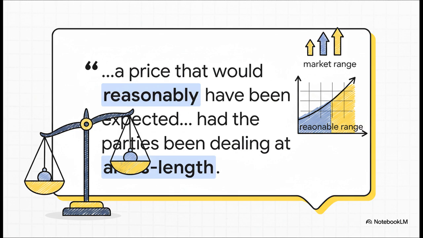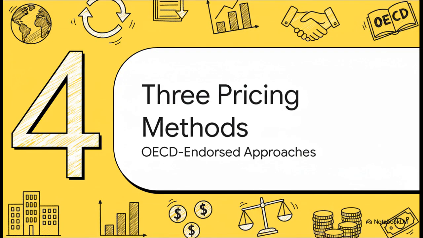It acknowledges that there might not be one single perfect price, but there is a reasonable range of prices, and it has to be based on real market evidence. Okay, so that's the principle, but how do you actually apply it in the real world? Defining what's reasonable can get pretty complex.